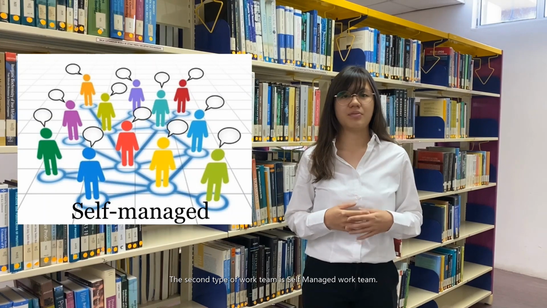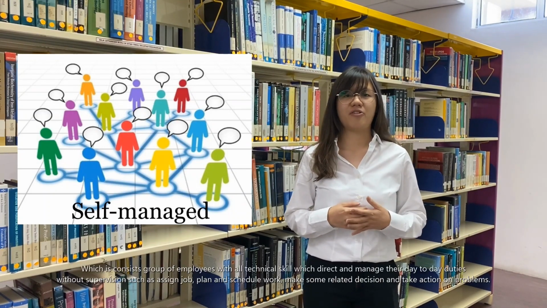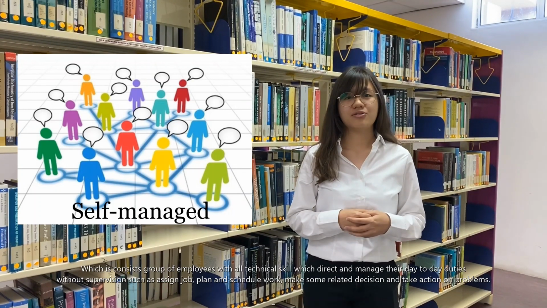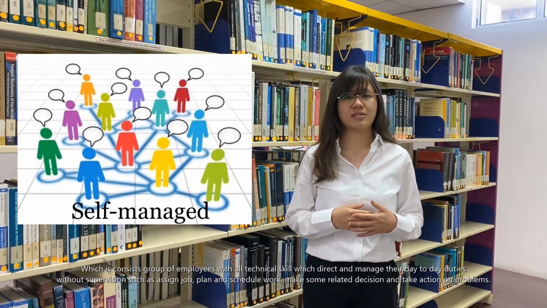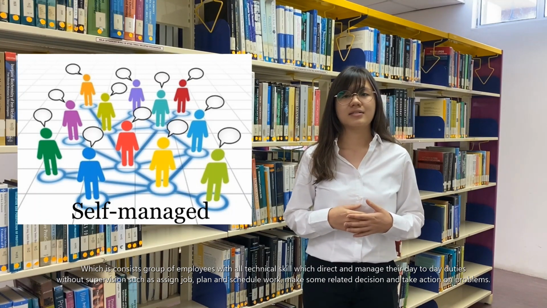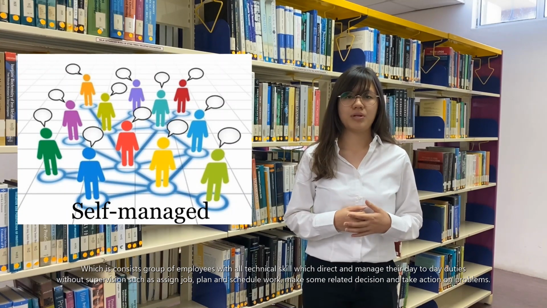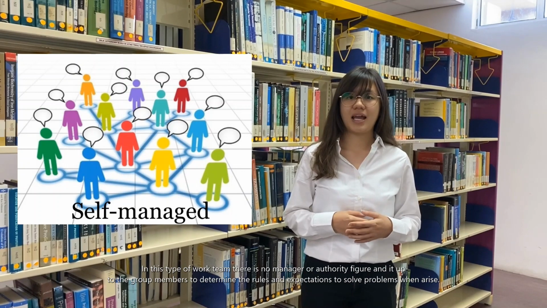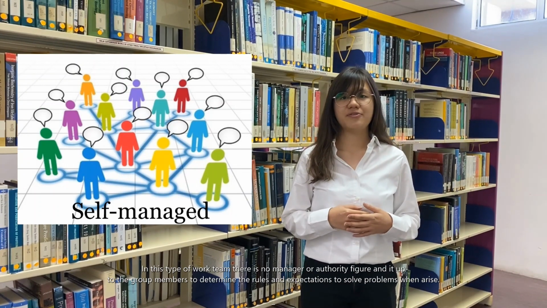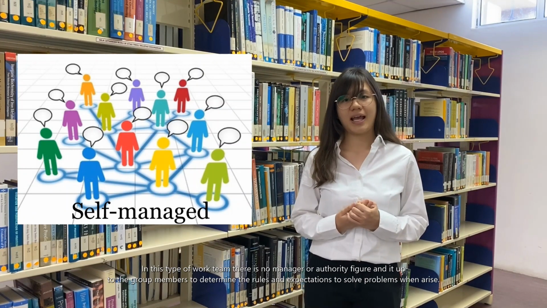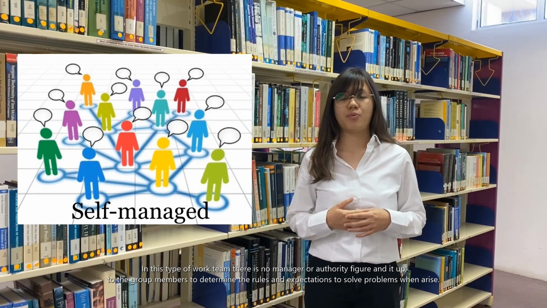The second type of work team is the self-managed work team, which consists of a group of employees with all their technical skills who direct and manage their day-to-day duties without supervision, such as assigning jobs, planning and scheduling work, making related decisions and taking action on problems. In this type of work team, there are no managers or authority figures, and it's up to the group members to determine the rules and expectations and to solve problems when they arise.